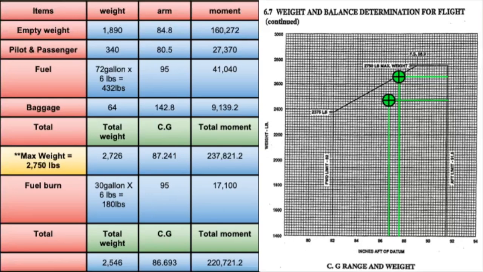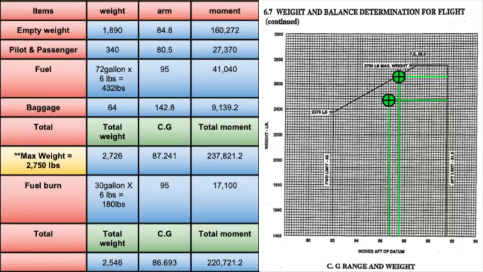Baggage, 64 pounds. And the arm or the station is located at 142.8 inches from the datum plane. That means you can notice this is going very far back on the plane. And the total moment it produces. So now I have my total weight for takeoff and my total moment for takeoff.